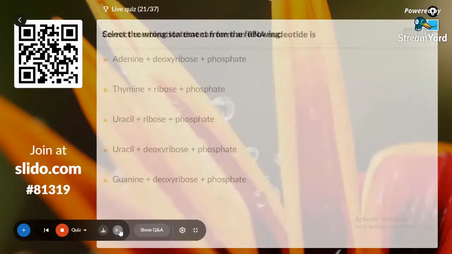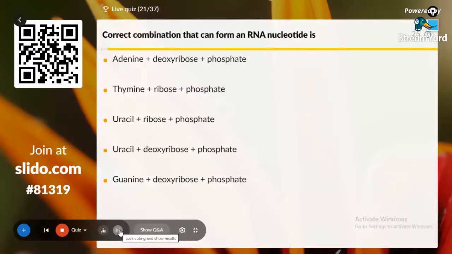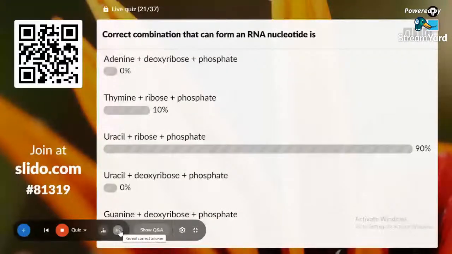21st question on the screen. The correct combination that can form an RNA nucleotide is, again, a simple question. In an RNA nucleotide, you have purine bases and pyrimidine bases. You have no thymine in case of RNA, so the options containing thymine you can eliminate. The sugar is ribose and not deoxyribose, so those options containing deoxy sugar you can also eliminate. Then it contains uracil. Yes, 90% with option C.